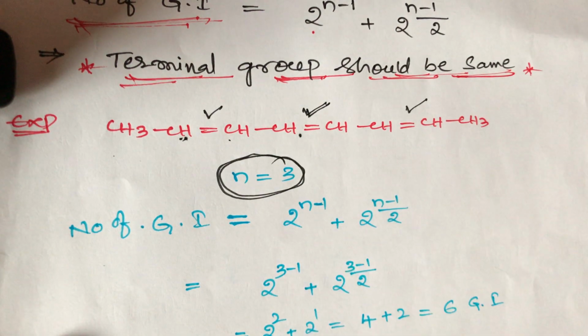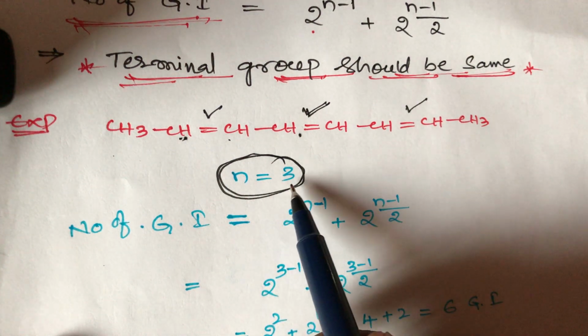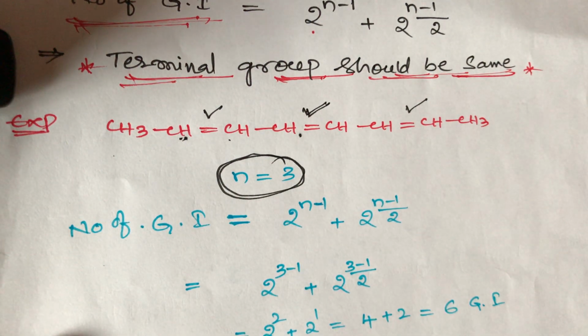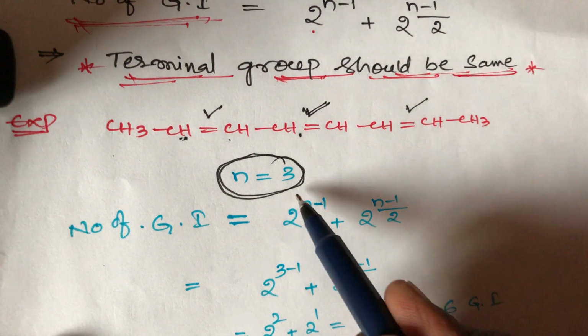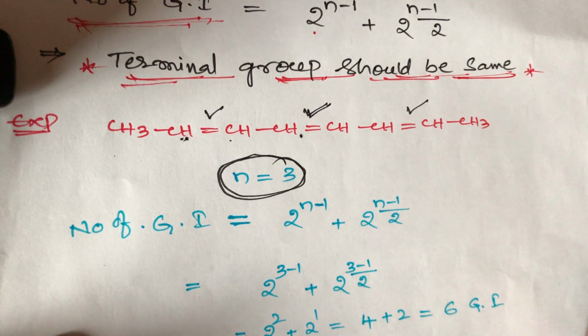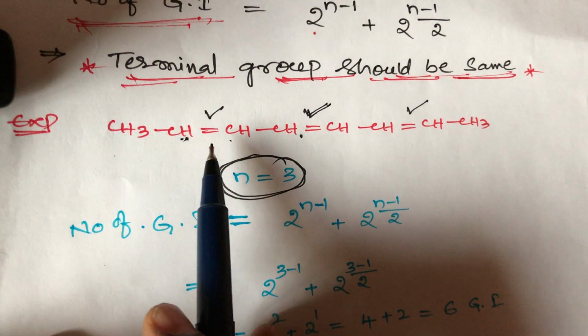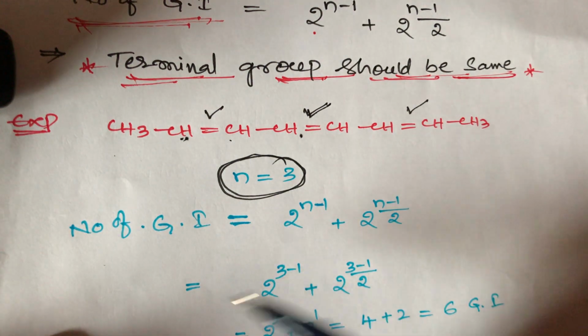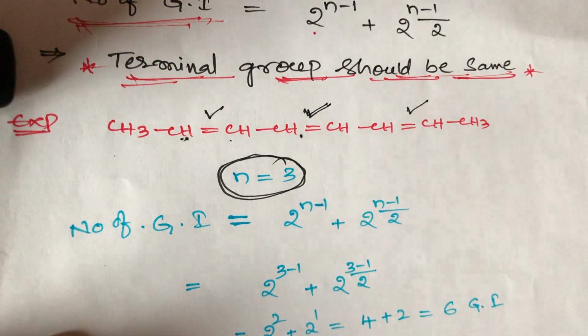One more thing, student, is very important: all double bonds do not show geometrical isomerism. All double bonded carbons will not show geometrical isomerism. It is a very important point. So here the n value is 3. What does 3 mean? Not the number of double bonds; that is not the correct way. The n value means how many double bonded carbons will show geometrical isomerism. In this compound, 3 double bonded carbons will show geometrical isomerism. That's why the n value is 3.